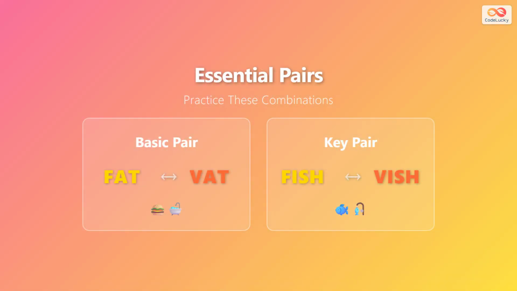Now let's explore more practical examples. Fat and vat are two common words that differ only in voicing. Fat uses the unvoiced F sound, while vat uses the voiced V sound. Another essential pair is fish and vish. Fish starts with the unvoiced F sound, while vish with the V sound shows the same contrast. These words help you practice the sounds in the initial position of words, which is the most common place where the F and V distinction occurs in English.